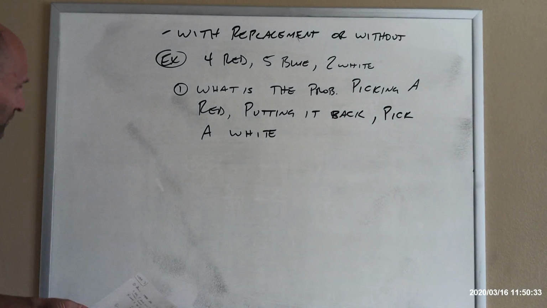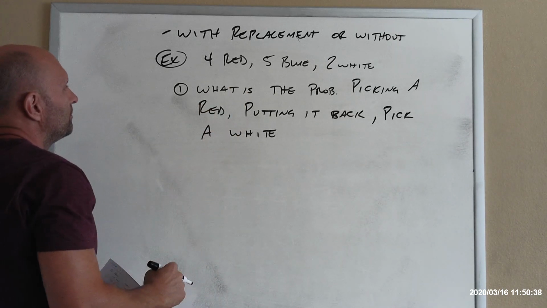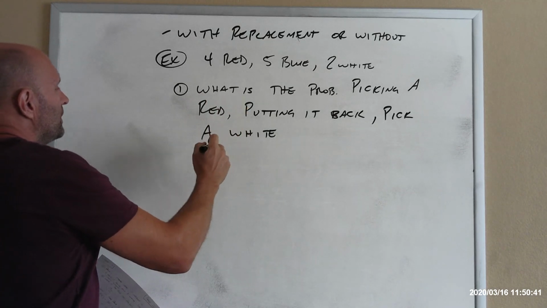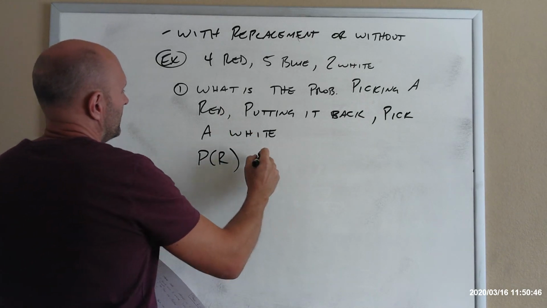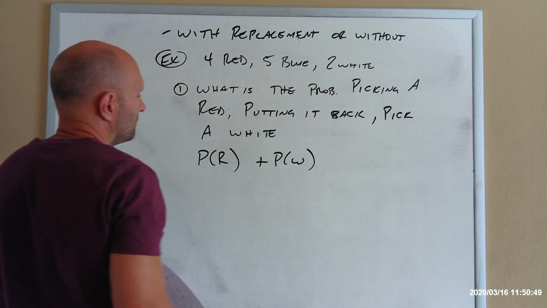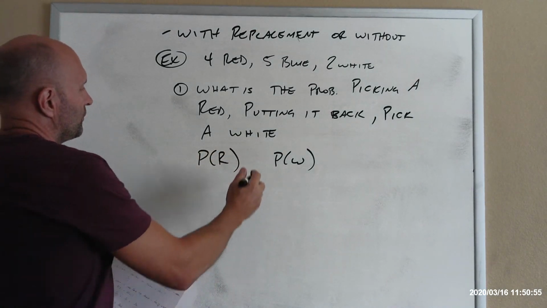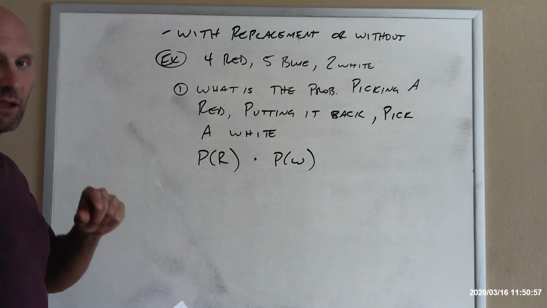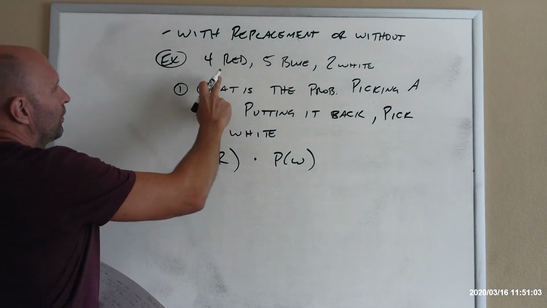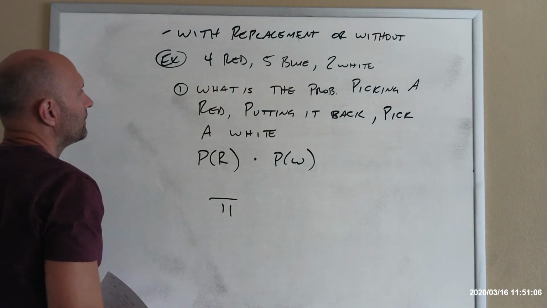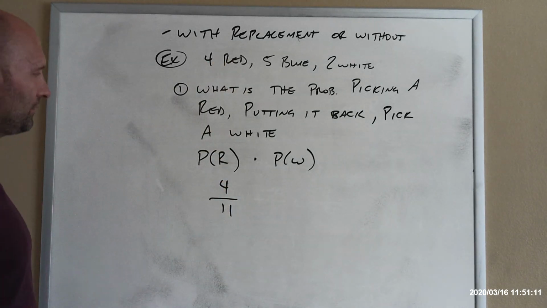Oh, I guess I didn't really work them out. Well, let's work it out. Example, some practice here. So we pick a red, so we want the probability of picking a red. We put it back in, and then the probability of picking a white. So it's actually not plus, it's times, because it's and. Pick a red and pick a white. So probability of picking a red, well, there were 11 of them. And the probability of getting a red, as we saw in the previous example, 4 out of 11.